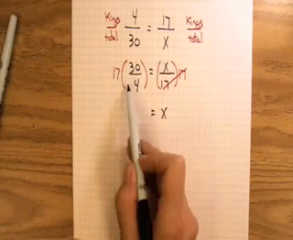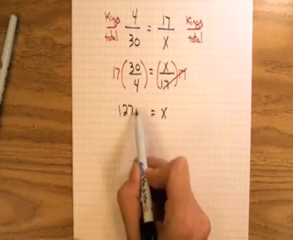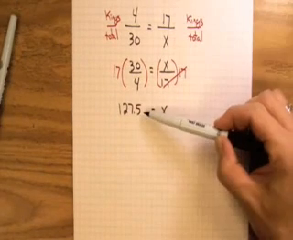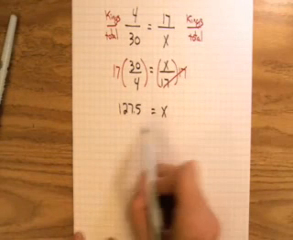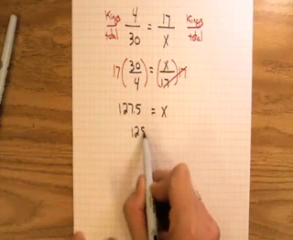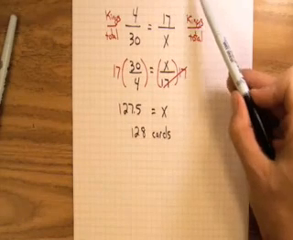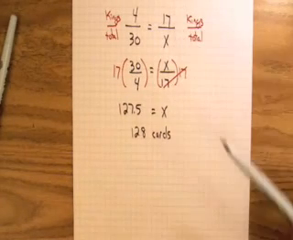Using our calculator here, we get 127.5. Now, this being a silly number of cards, you can't have half of a card in a deck. We would change our answer, maybe round it up to 128 cards is approximately how many cards she has by setting up our proportion like this.